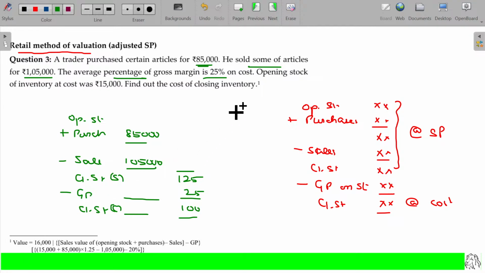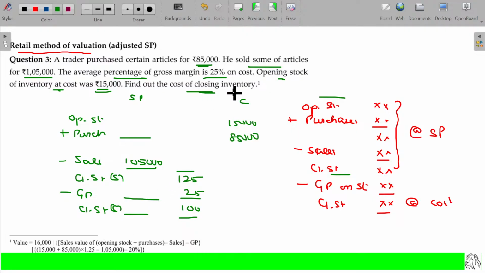Clear? Opening stock of inventory at a cost of rupees 15,000. Find out the cost of closing inventory. 15 plus 85. I think these things are given at cost. Opening stock 15,000, purchases 85,000 are at cost. Clear. But you need to know what? You need to know the sale price. This is cost. I need to know the sale price because from here to here, we have to post at the sales price.